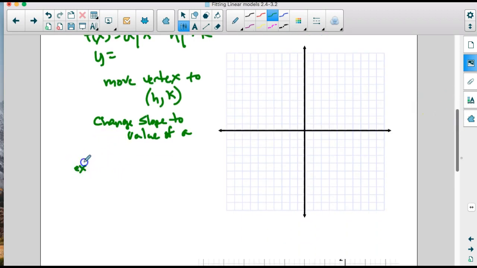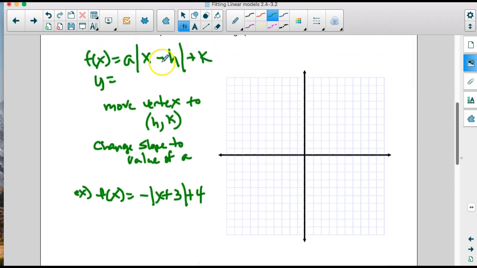So let's do an example here, and we'll look at this specific thing. Let's say f of x equals negative absolute value of x plus 3, plus 4. Okay, now in this problem, our h is negative 3, because in the equation it's positive here, so that's the opposite of that. And k is 4 here, so we're going to move the vertex to negative 3 and 4.